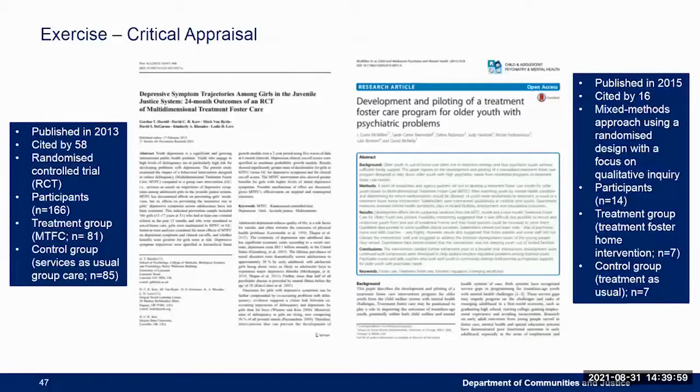When you go into Google Scholar, I might be able to pull up my search again. It will show you how many citations the article has had. So obviously they're two studies with two different kinds of methodologies. One was an RCT with 166 people, randomized 81 to the treatment group and 85 to the control group.